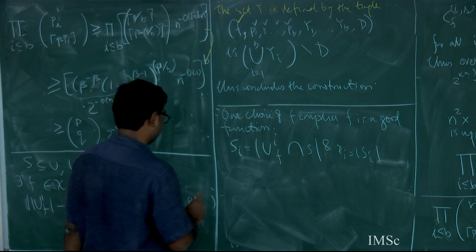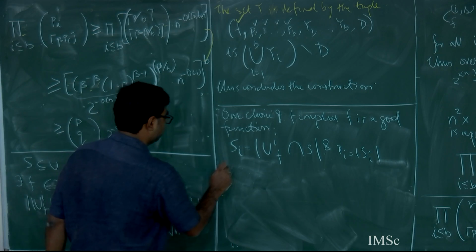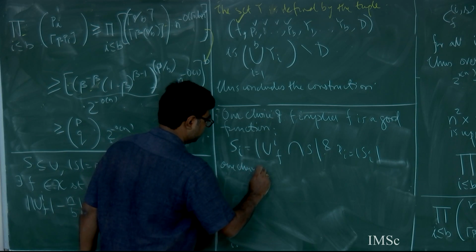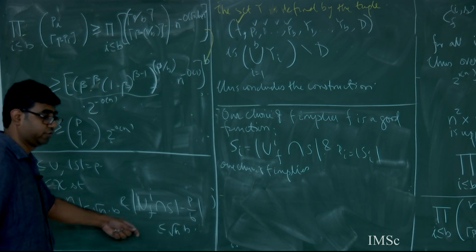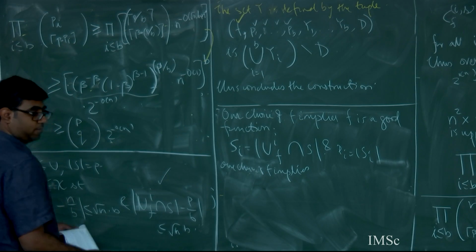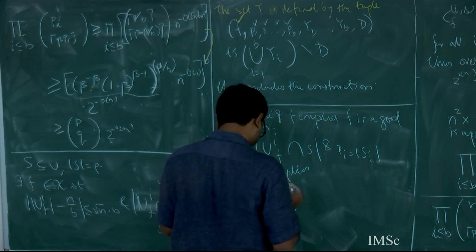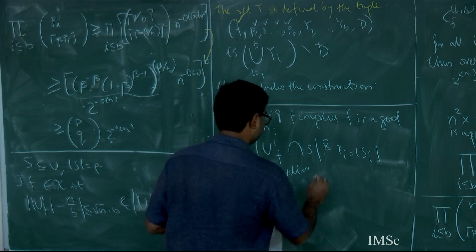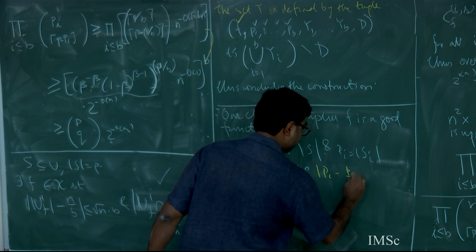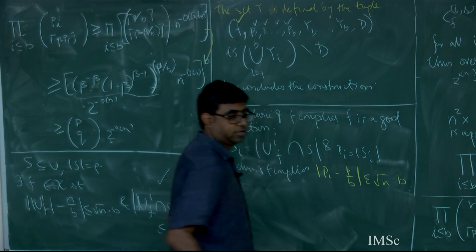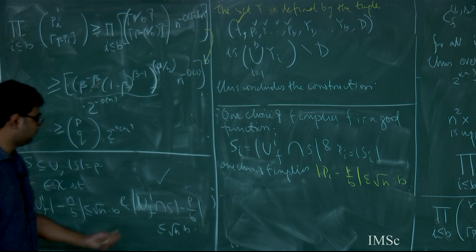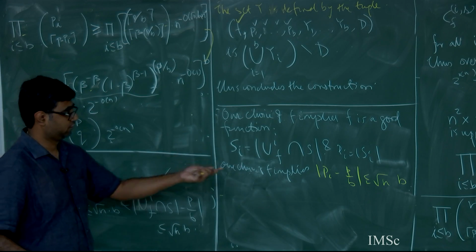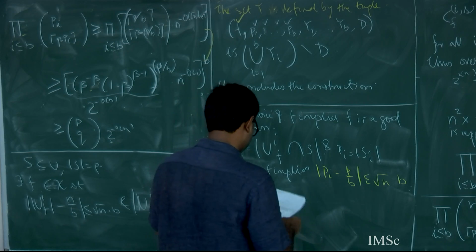And our choice of f implies that, because I am only looking at those which also do this job, Pi minus P by b is less than root n by b. Now, because UIF intersection S, its cardinality, is nothing but Pi. We just fix it now. Okay. Fine.